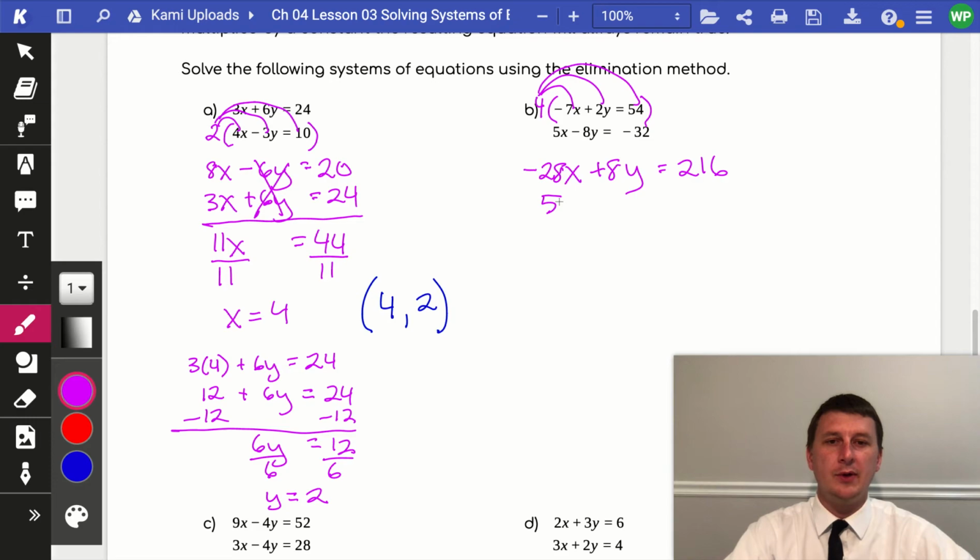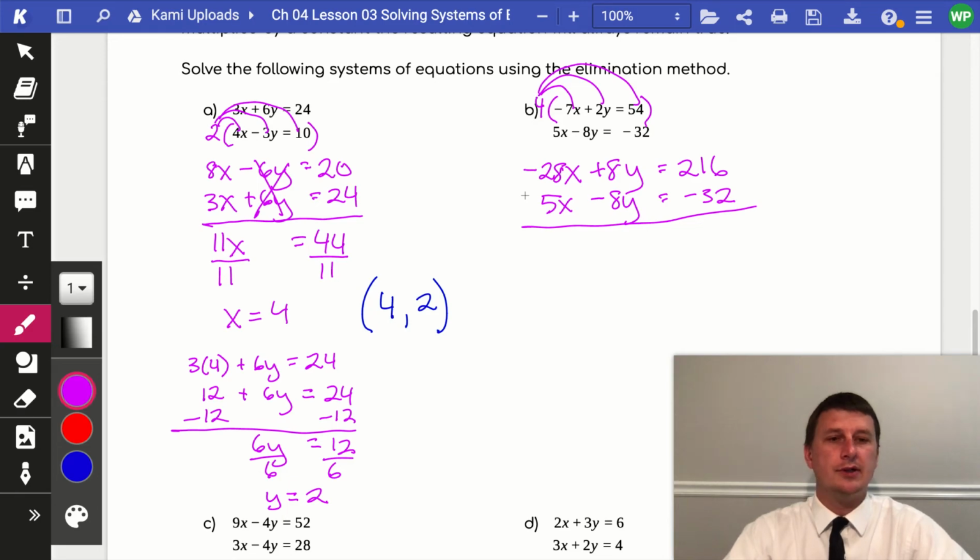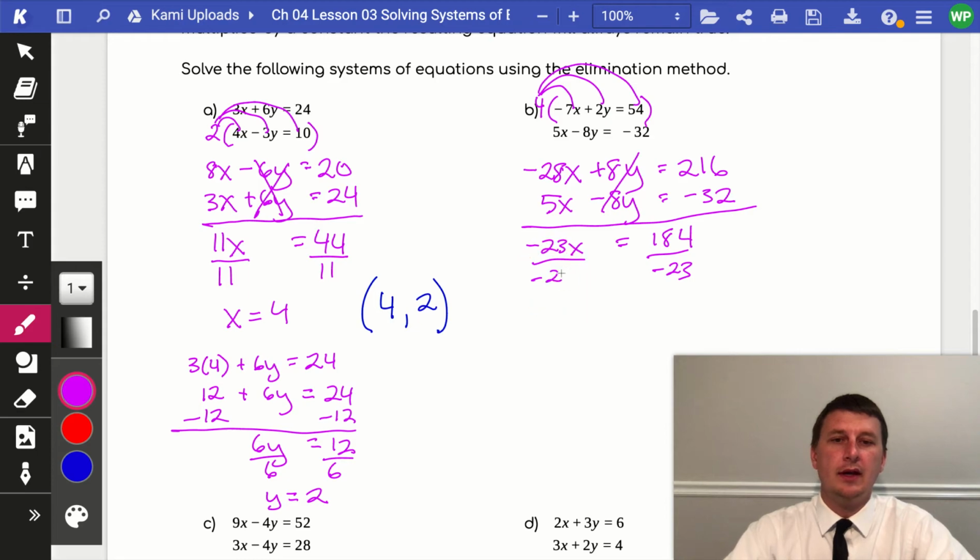I'm going to recopy the equation I have not used yet, and that's 5x minus 8y is equal to -32. And now I'm going to add these two equations, or combine these two equations together. I'm going to have negative 28x plus 5x, and that's going to give me negative 23x. The 8y's are going to cancel out. And now I'll have 216 minus 32, which will give me 184. My last step is to divide that by negative 23, and that will give me an x value of negative 8.